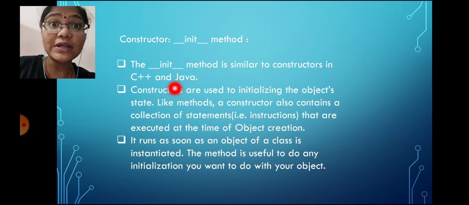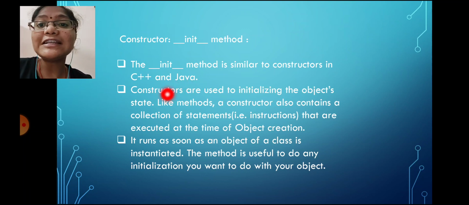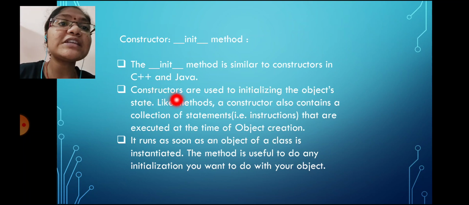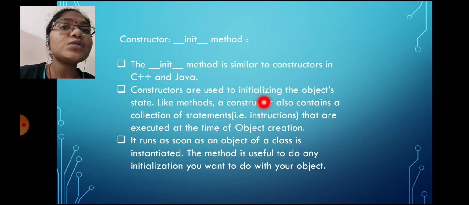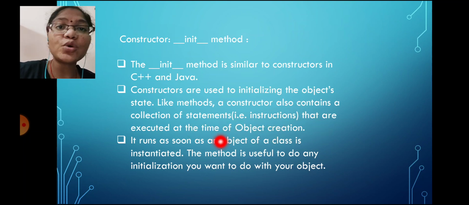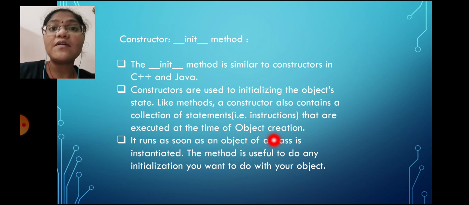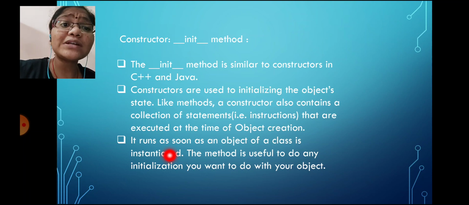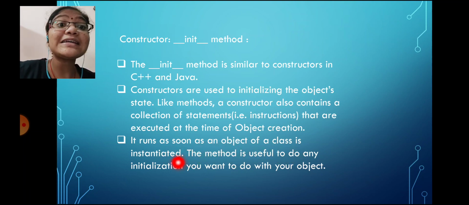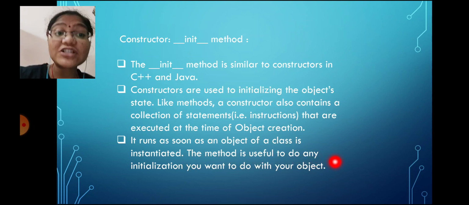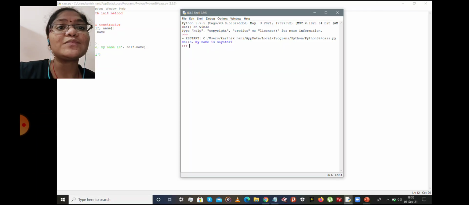When the object is created, the constructor is invoked automatically. Whenever we create an object, the constructor is invoked automatically. These are used to initialize the object state. Like methods, a constructor also contains a collection of statements that are executed at the time of object creation. This runs as soon as an object of the class is instantiated. The method is very useful to do any initialization you want to do with your object.